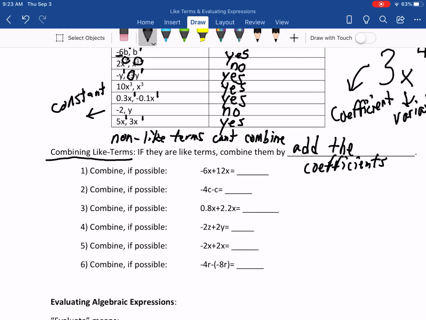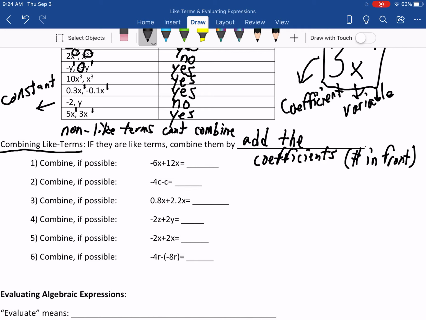Okay. So number 1, combine, if possible, negative 6x plus 12x. So step 1, are they like terms? Yeah, they are. They've got the same variable. They both have x's, and they have the same exponent of 1. So we're going to combine them. Negative 6x plus 12x.